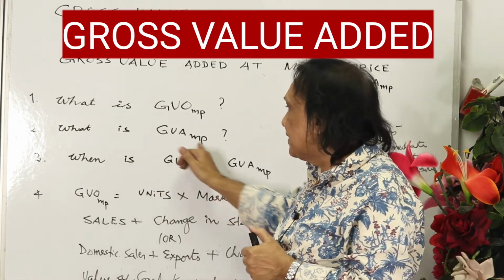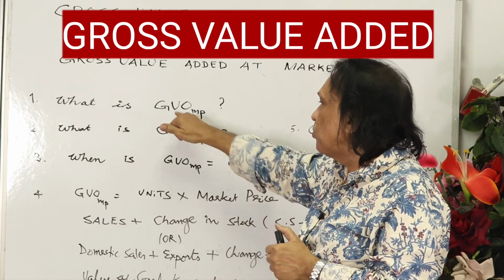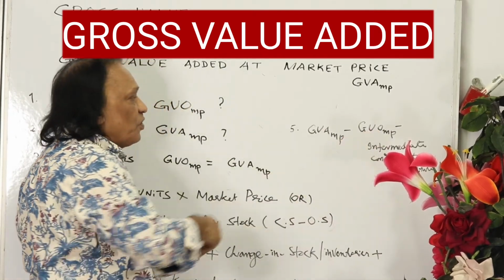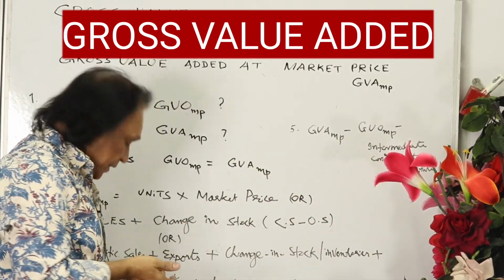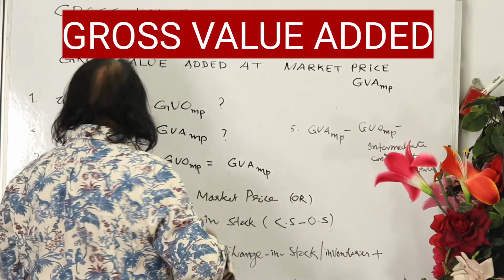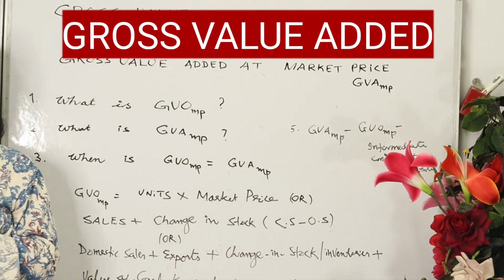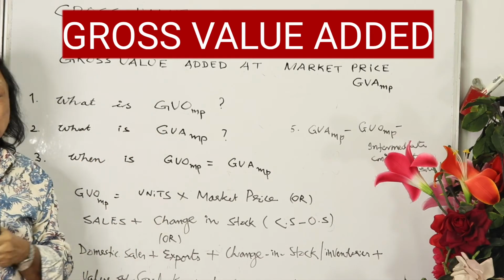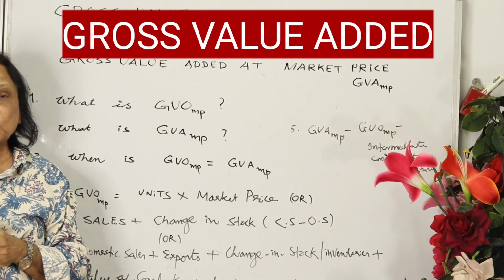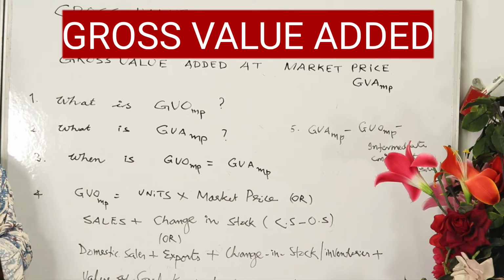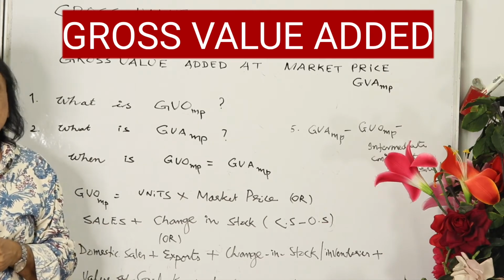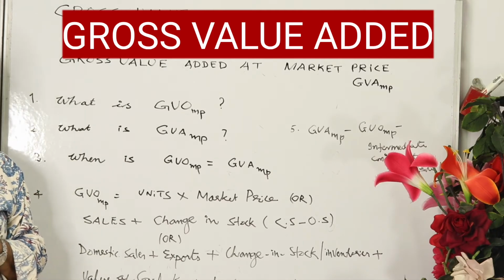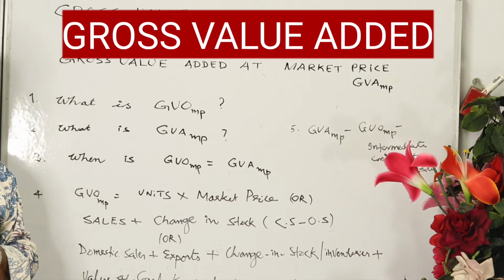So gross value added at market price is equal to gross value of output at market price minus intermediate consumption expenditure. They can ask you, when is gross value of output at market price equal to gross value added at market price? Simple, when the intermediate consumption expenditure is 0. That means there is no intermediate consumption expenditure, which is most unlikely.